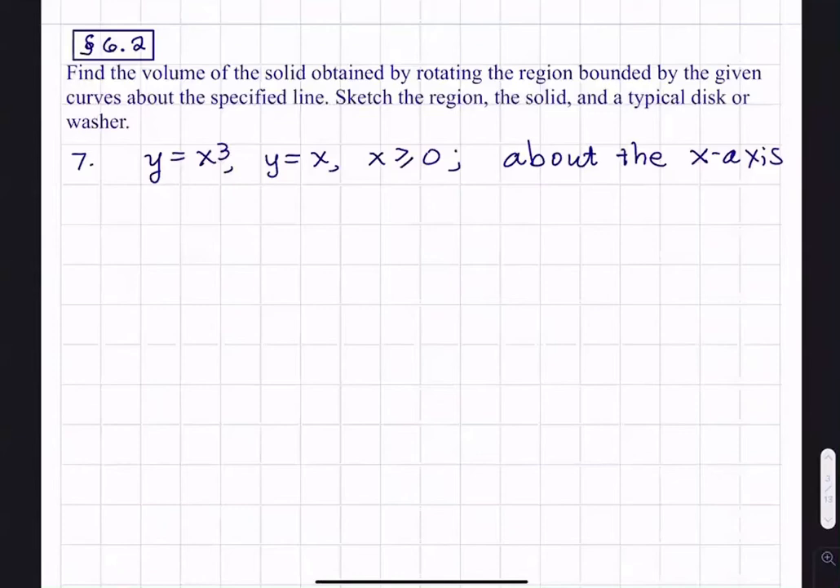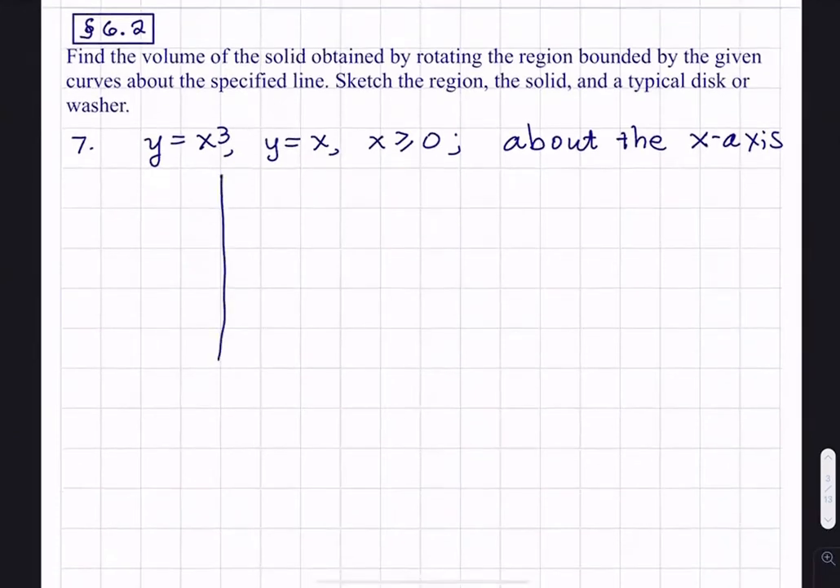A problem where we find the volume of the solid obtained by rotating the region bounded by the given curves about the specified line. So we have a solid of rotation, and we're going to find the volume of that solid of rotation. Part of this is sketching the graph. I think this graph is hopefully a quick one. Let me do the easy one. I have y equals x cubed, y equals x.